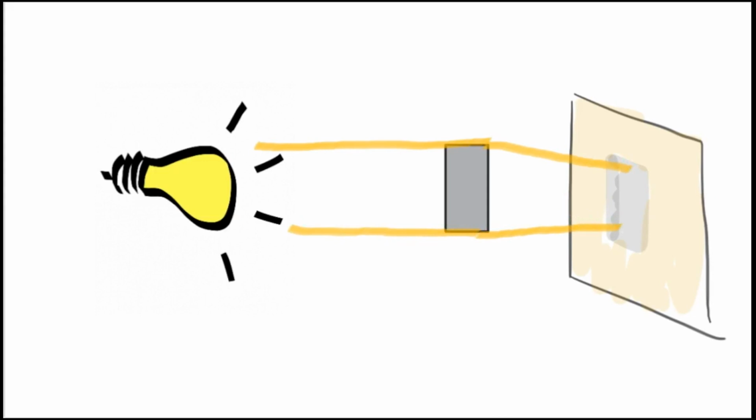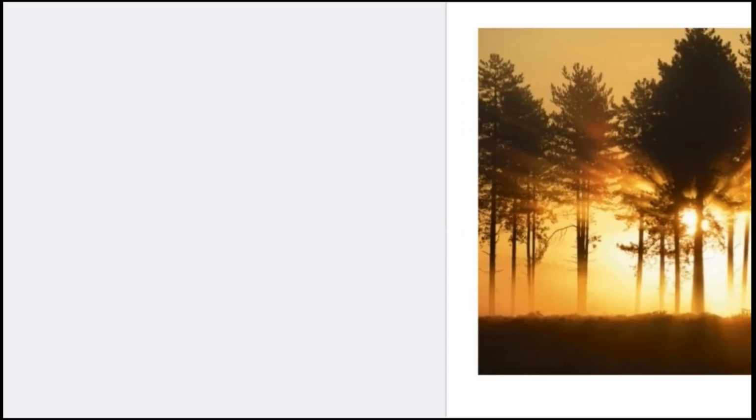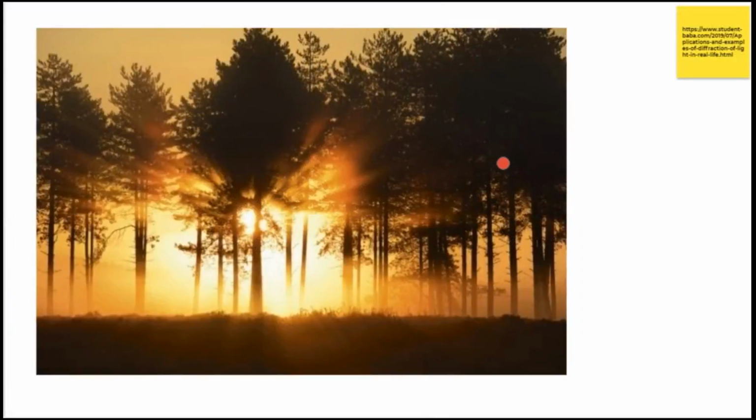Therefore, we get a region which is brighter. Fine. The region which is brighter. And why is it so? This is because of the phenomenon of the bending of light, which is known as diffraction. Fine. So you can take an example. In this picture you can see the tree is acting as an obstacle. And your source is the sun.